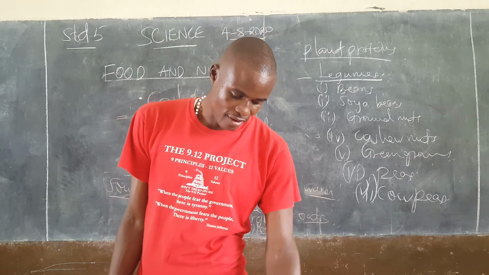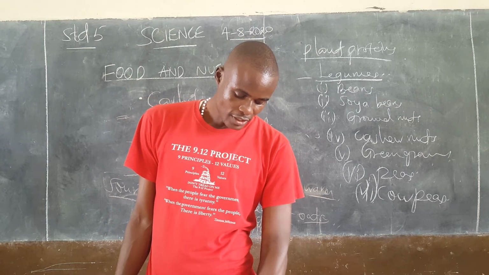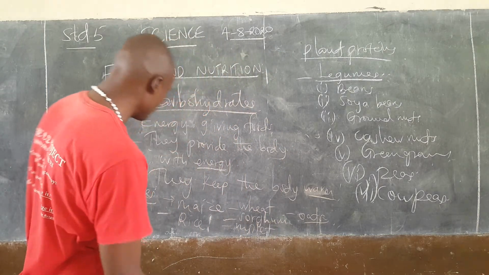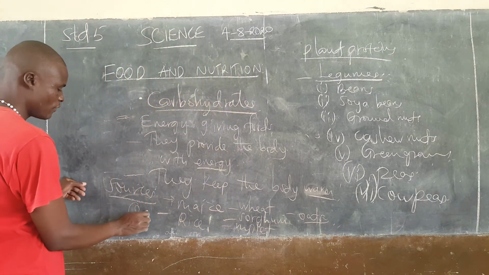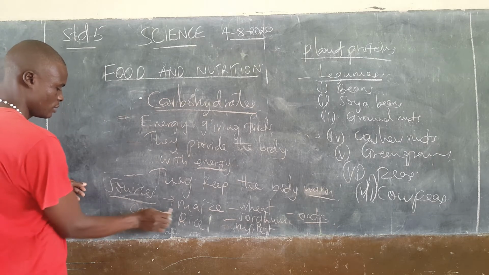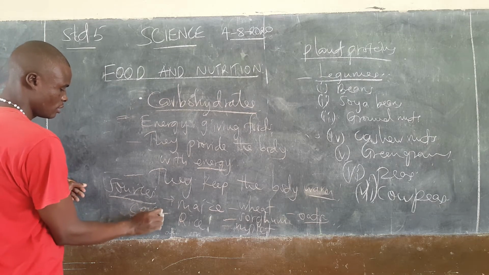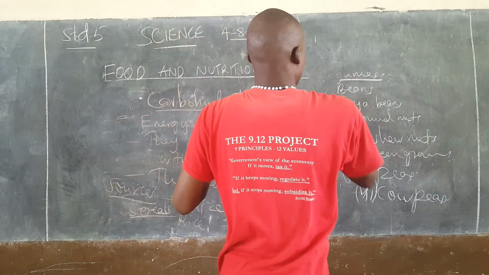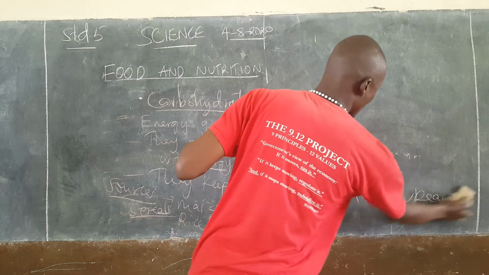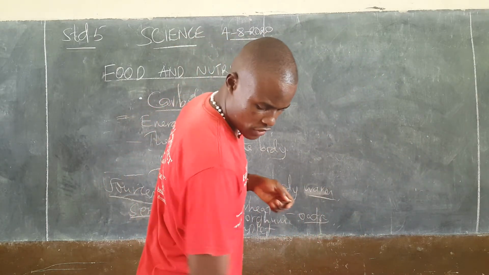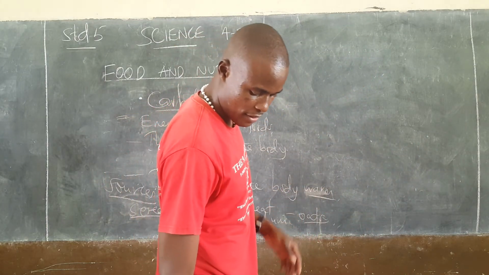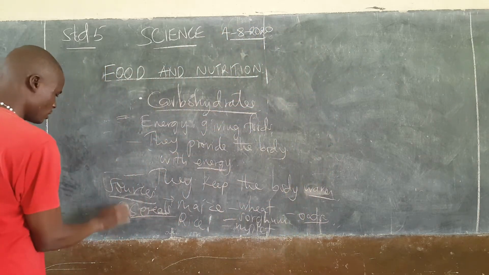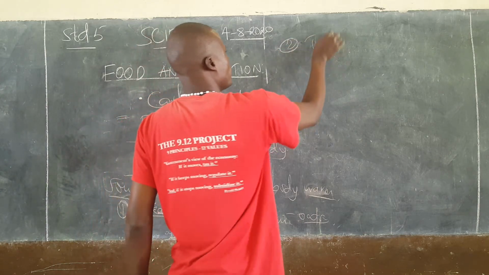And then under that, we have cereals. We have mentioned the cereals here. The first source is cereals. Then number two, we have the tubers.